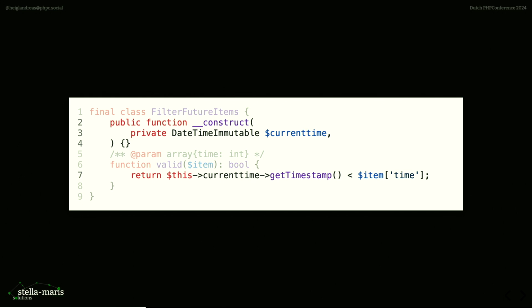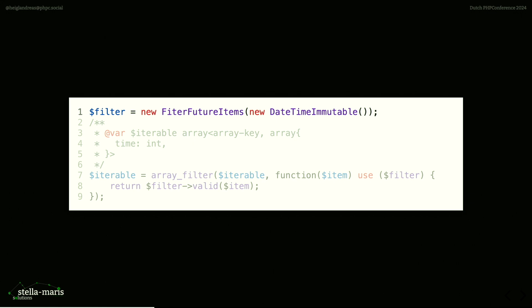Great. So we have our filter future items filter that gets a datetime immutable, an instance of, and then everything's fine, isn't it? Anyone spotting the problem? No? The list is very long. Yeah, that might be a thing. But that's only in the test, so I'm sure you don't need such a long list in the test.